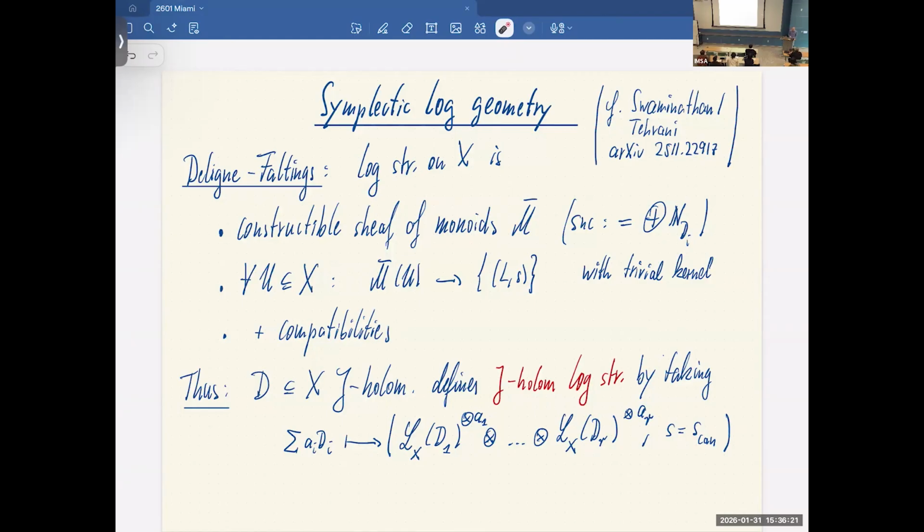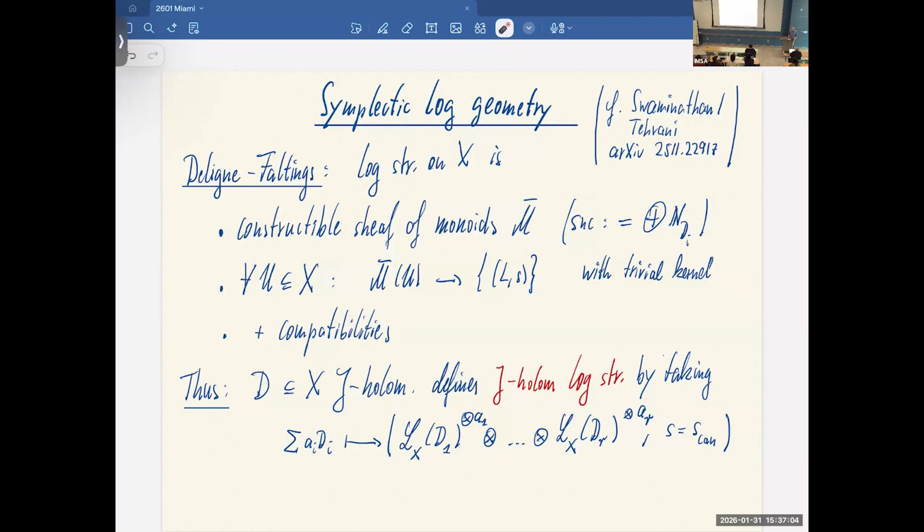Okay, so now it should be obvious, hopefully, that if I have a J-holomorphic SNC divisor, I can define a J-holomorphic log structure in this language, which would say I take a sum of a_i D_i, which would be a section of M bar over any U, it's even working globally, right? We have SNC. And I take these corresponding line bundles that I just introduced with the canonical sections with zero loci D_i, and take the powers a_i, and then take a tensor product. And this has a canonical section. It's a tensor product of the corresponding canonical sections of the factors. So far, so good. Any questions? All trivial, hopefully.